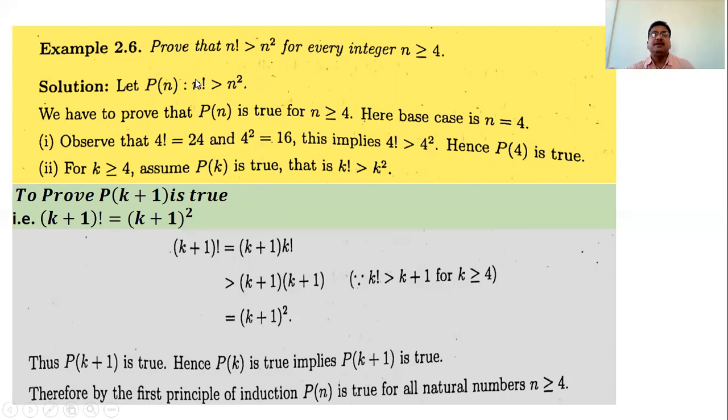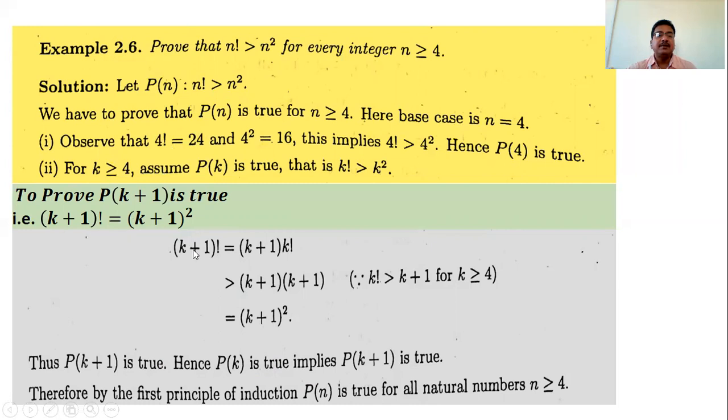This result Pn is true for n equal to k means k factorial is greater than k square. And to prove Pk plus 1 is true, that is, k plus 1 factorial is greater than, not equal to. Here write a greater than sign; don't write an equal to sign. The correction is at this place. What do I have to show? k plus 1 factorial is greater than k plus 1 square. That is, the result is true for k plus 1.